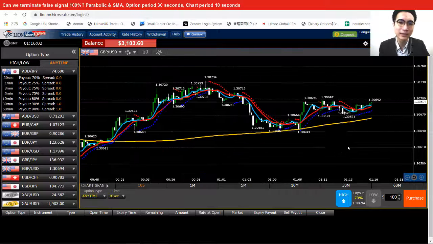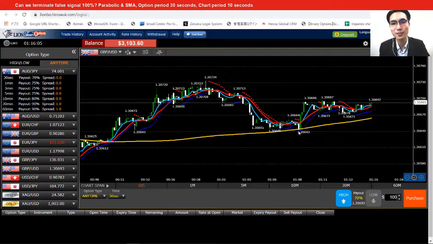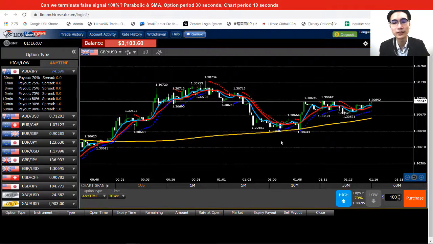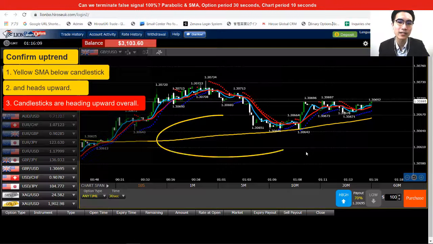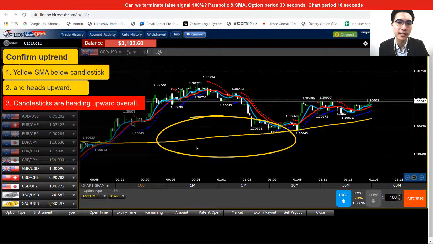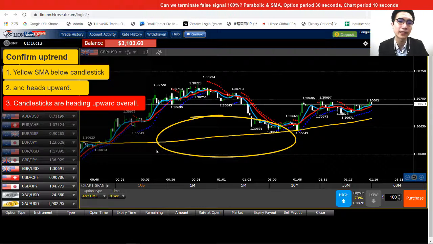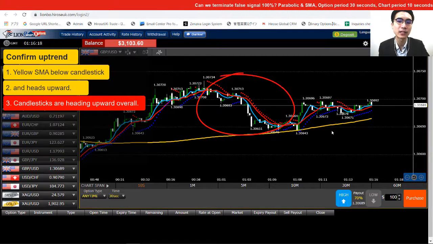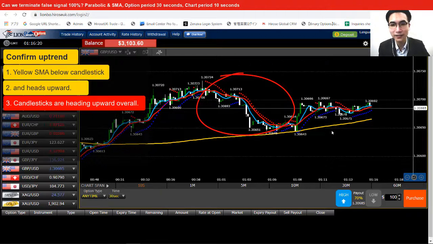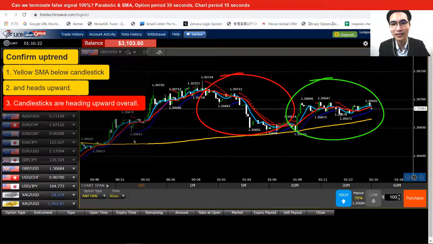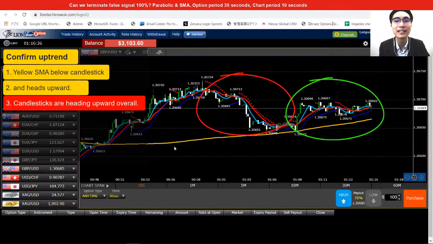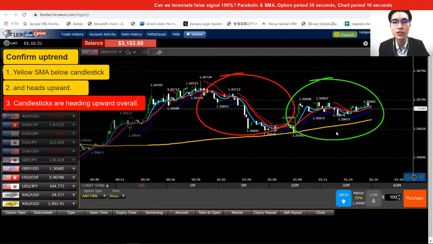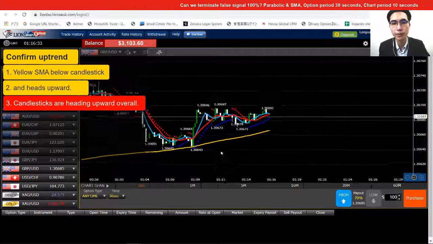Okay, so this one we are looking at here is really similar to the one just now. You see this yellow simple moving average is heading upward, and if we look at the candlestick, even though at the previous movement it was going down, at the most recent movement it's actually bouncing back up, and that indicates that the uptrend is continuing. So that's why I choose this currency pair to trade with.